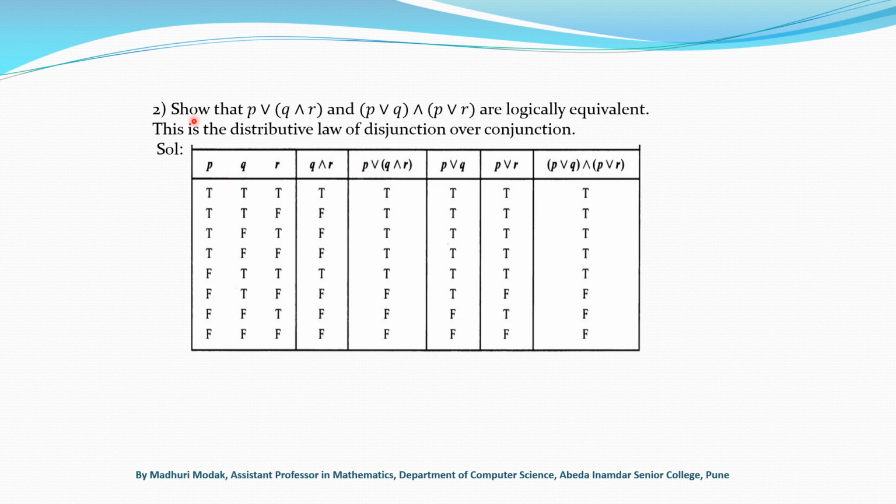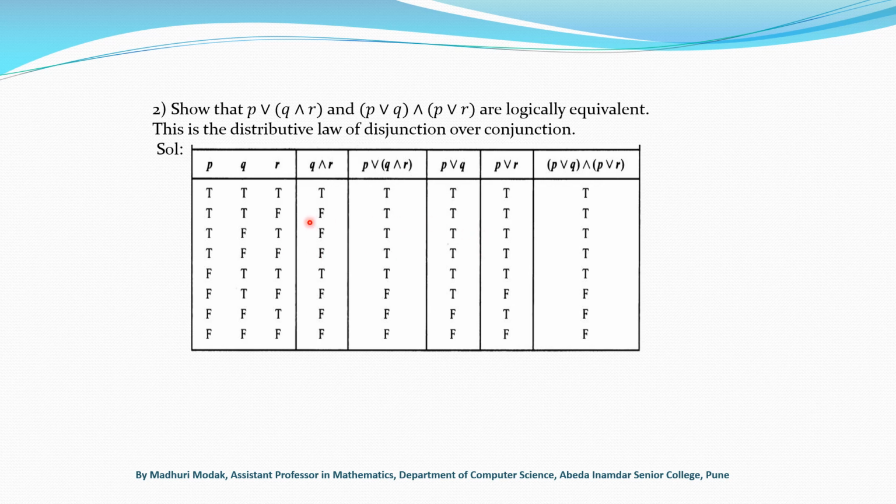Now, we prepare the columns as P, Q, R, then Q and R, P disjunction (Q and R). Then for these statements, P or Q, P or R, and then their conjunction. Now, prepare the truth table as we have studied earlier. Now, this is the column of P or (Q and R). This is the column for (P or Q) and (P or R).